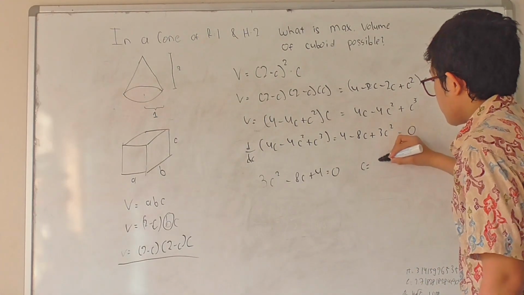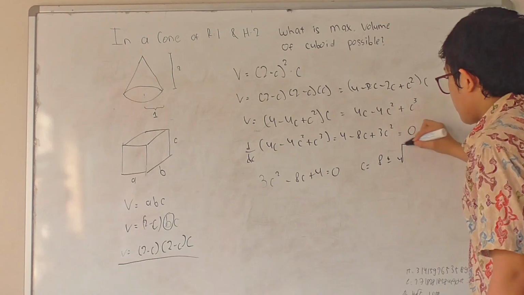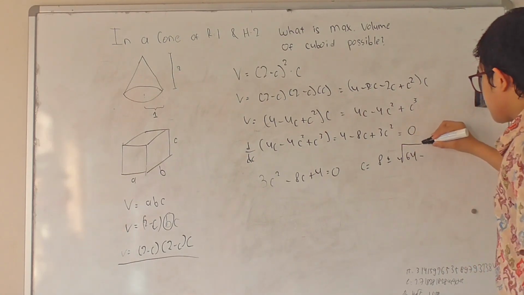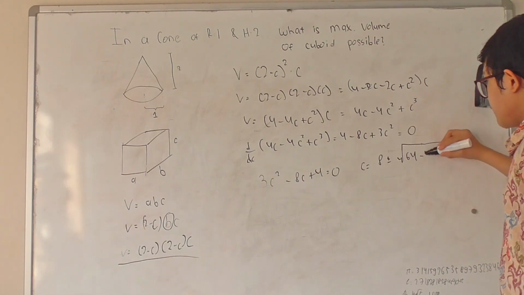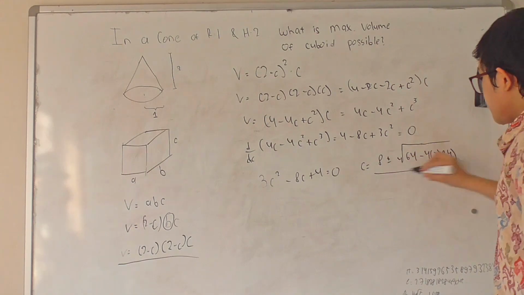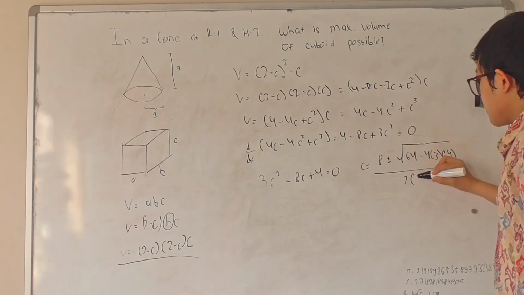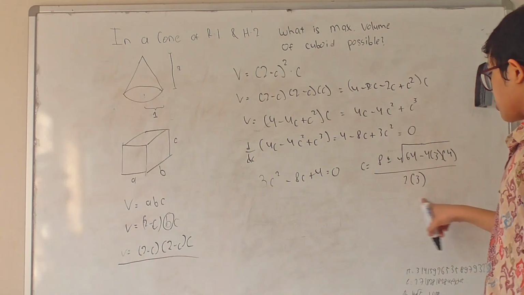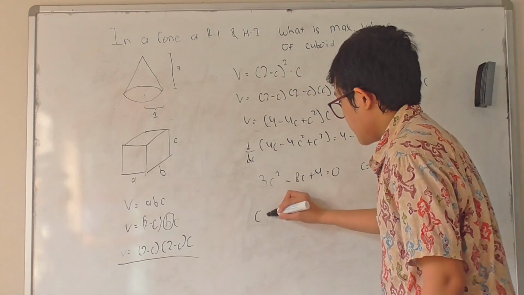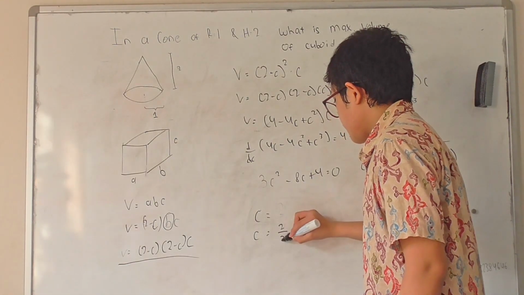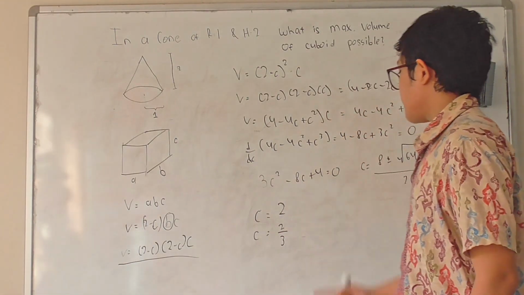C is equal to 8 plus or minus the square root of 64 minus 4 times 3 times 4, divided by 2 times 3. After simplifying this expression, we get that C is equal to 2, or C is equal to 2/3. So it's either 2 or 2/3.